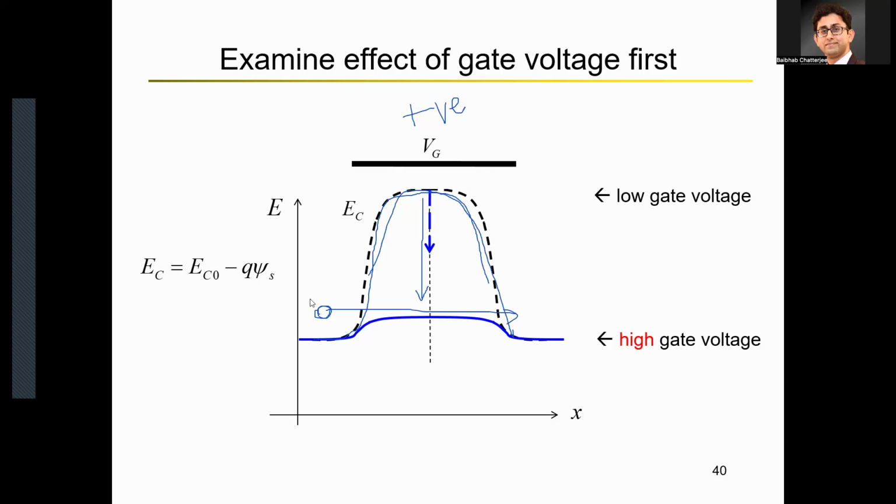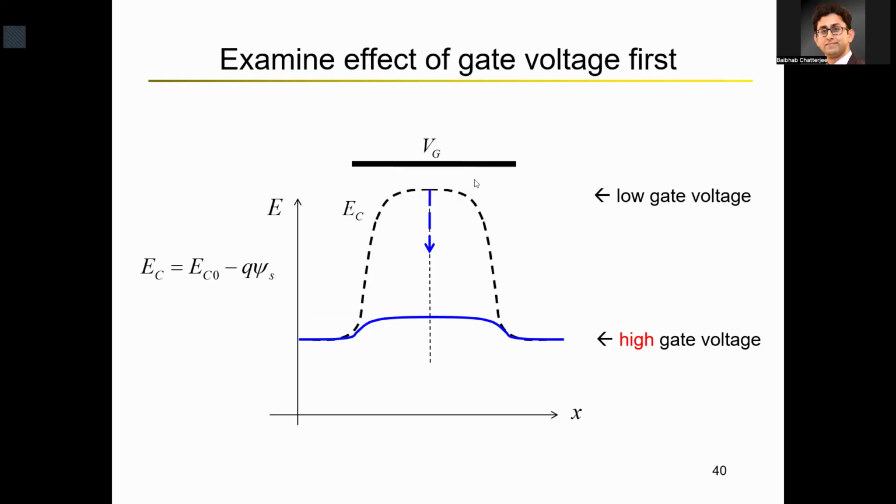And that's why by applying a positive gate voltage for an N-channel MOSFET, you are making sure that the flow of the electron from the source side to the drain side becomes easier, because the height of the wall reduces as you apply that positive gate voltage.